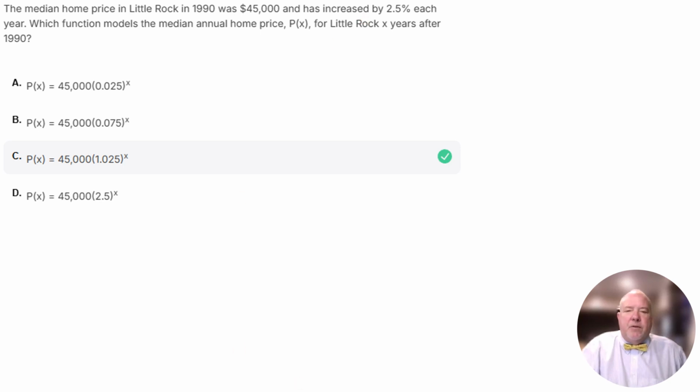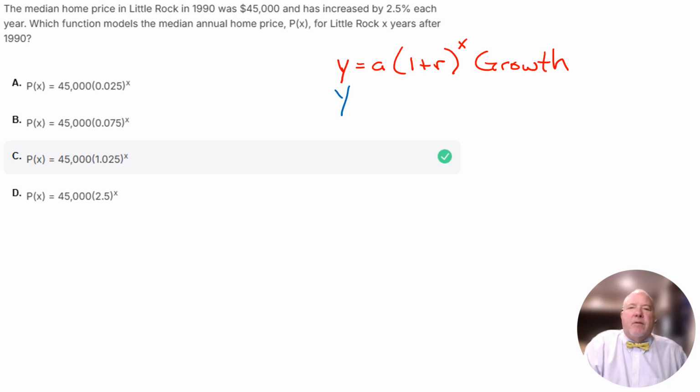So what we want to use is this form of an exponential, so A times 1 plus the rate, to the x power. And so this is what you want to use for growth. And I'll just show you what you want to use if it was decay, meaning it was decreasing. So for decay, it would be very similar. Y equals A times 1 minus the rate to the x power. And so that would give you decay.